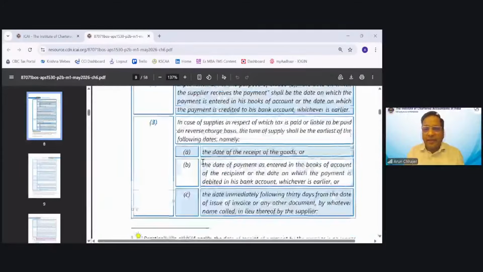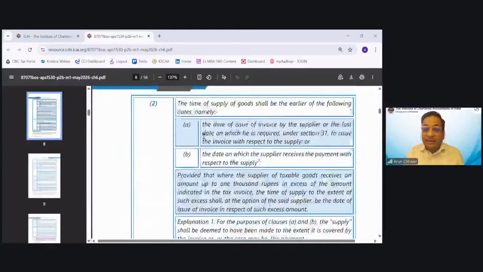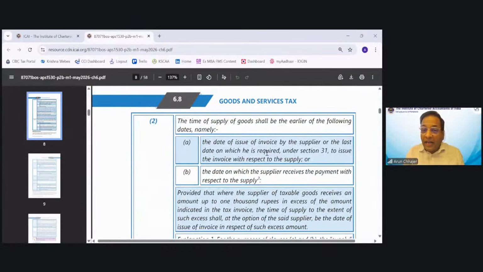Time of supply under forward charge, what is written? Date of invoice or last date on which invoice is required to be issued under section 31, or payment, whichever is earlier. So where is the date of dispatch, date of delivery? Nothing. So first you link the date of delivery as the last date to issue the tax invoice. And because it is the last date to issue the tax invoice, it comes in this provision.